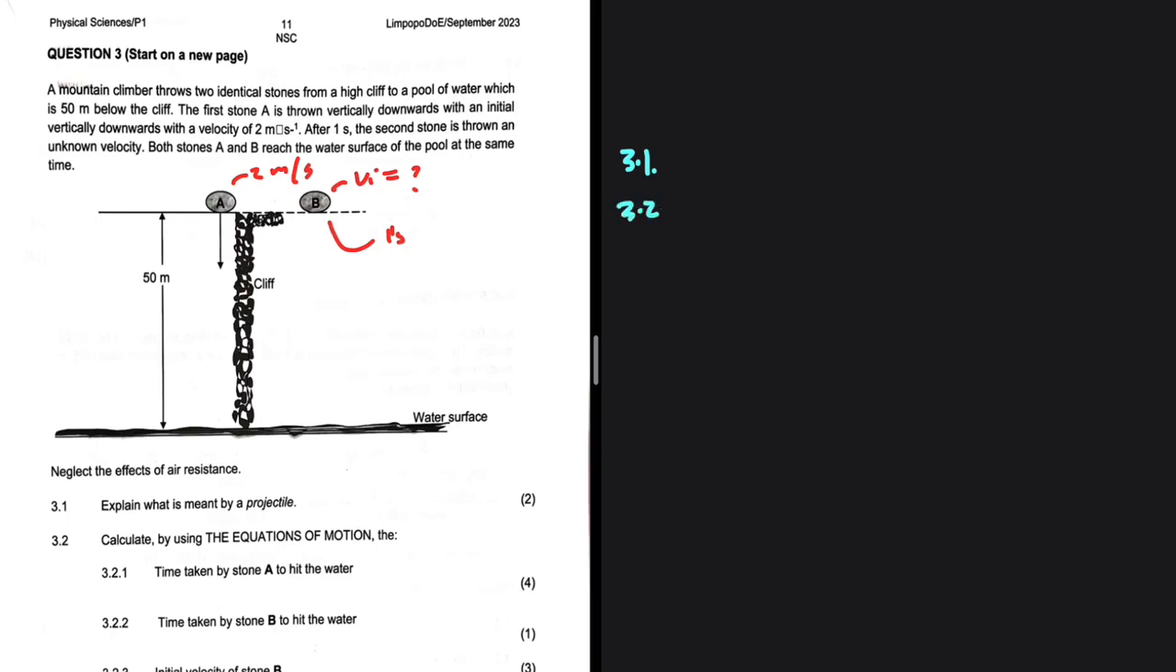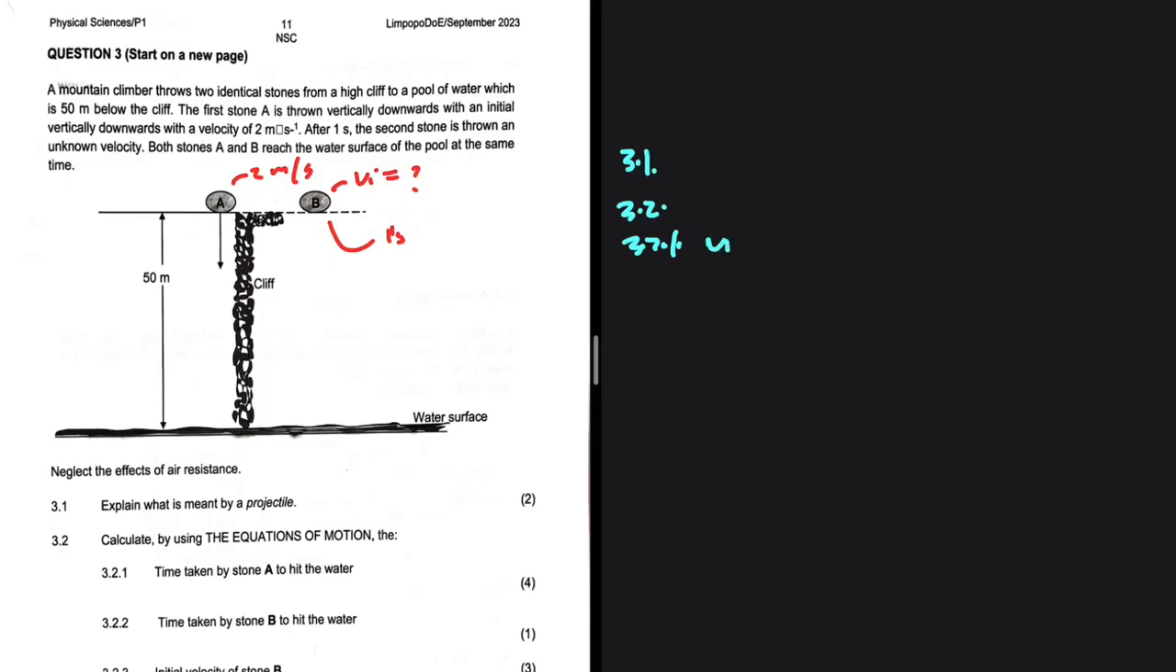Let's look at 3.2 and 3.2.1. Calculate by using the equations of motion the time taken by stone A to hit the water. So let's go ahead and look at the information we have. The information we have is going to guide us to the formula that we need to use.